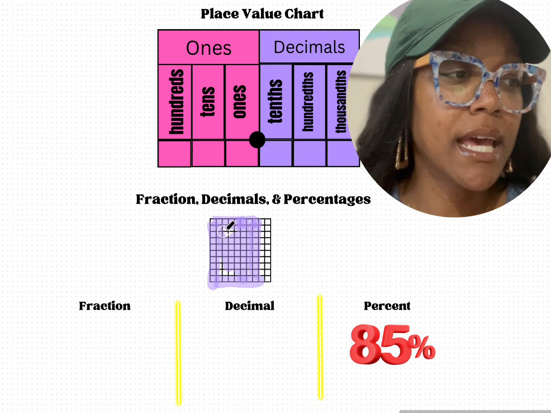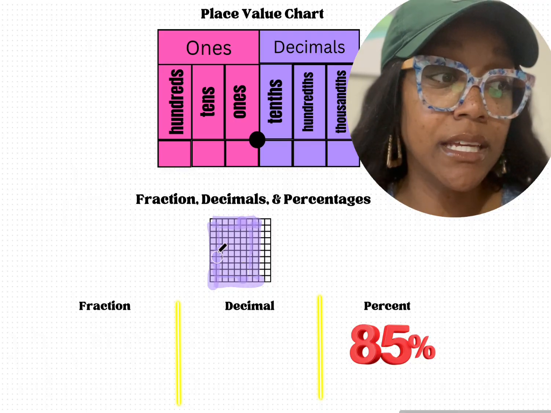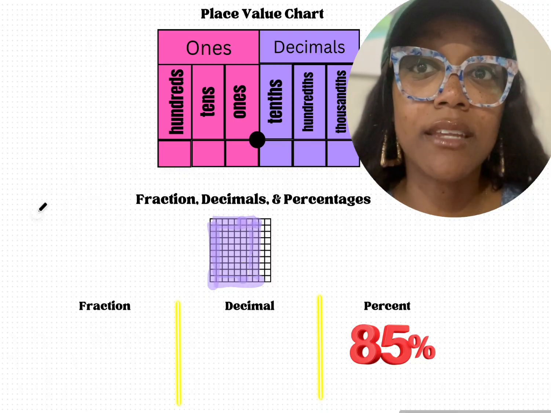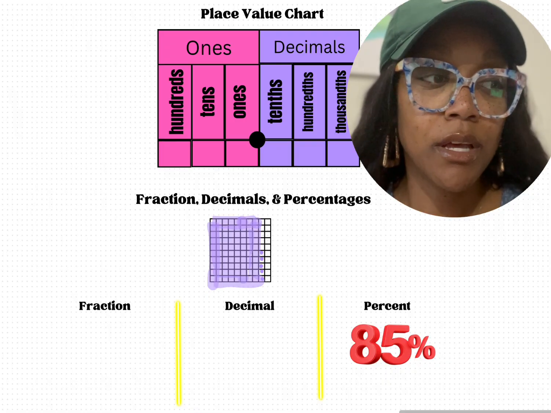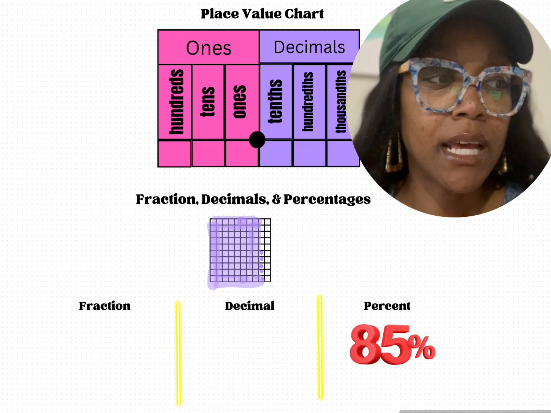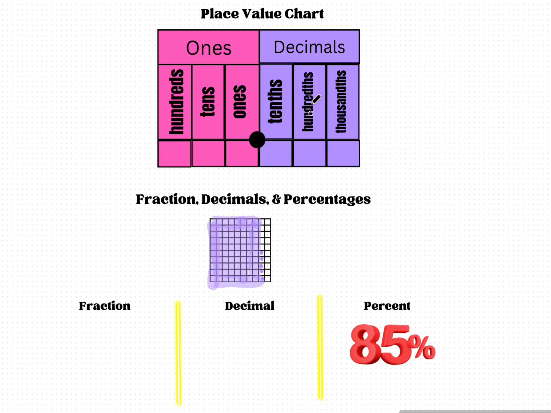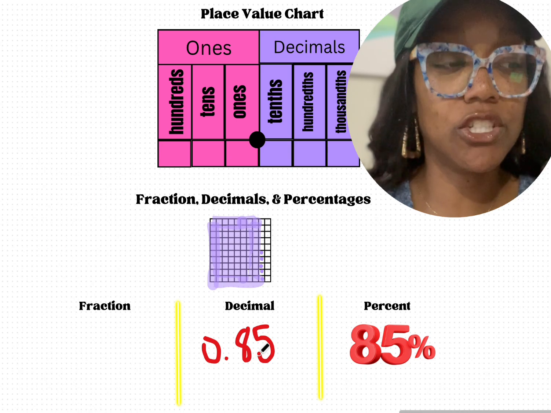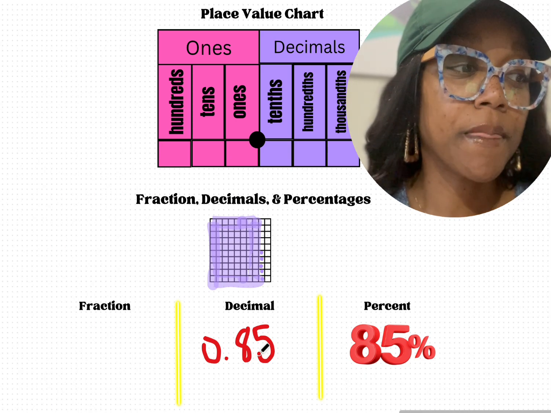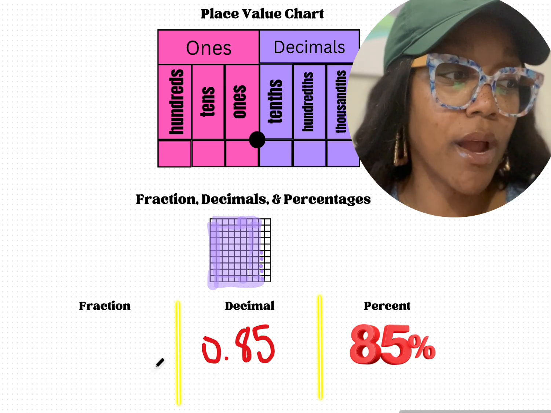So you fill that in, and then I know that I have 80. So now I need to shade in 5 more boxes just to get 85. So now I have my hundreds grid filled in. And now I should be able to write my decimal. And so then we'll have 85 hundredths at the end. So now, after I do my decimal, I know I can write my fraction.